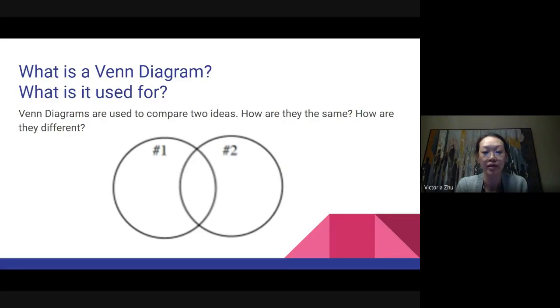So, in general, a Venn diagram is used in this way. In the middle, you talk about what two things have in common. On the outer parts, however, you talk about how the two are completely different, and you list the characteristics only for one or the other.